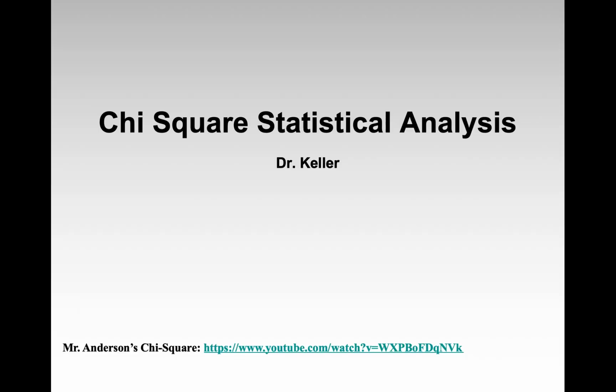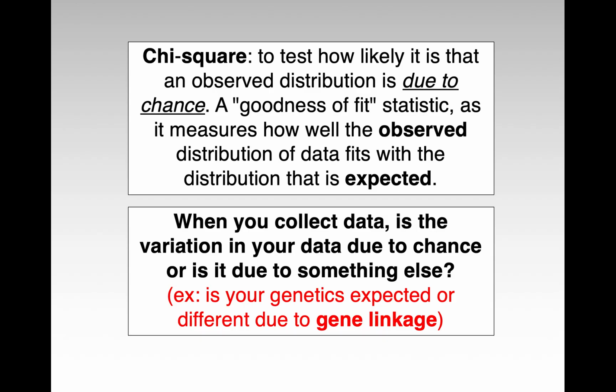Okay, for the dreaded chi-square statistical analysis. This is not that hard, but people freak out about it. So let's just go through it. The chi-square is used to test how likely it is that an observed distribution is due to chance, right?